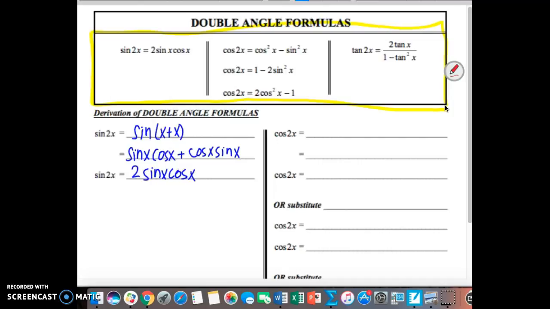Similarly, we're going to show the derivation of the cosine double angle formulas. Cosine of 2x can be rewritten as cosine of x plus x, which, using the cosine sum formula we learned the previous day, is equal to cosine of x times cosine of x minus sine of x times sine of x. So therefore, cosine of 2x is equal to cosine squared of x minus sine squared of x.